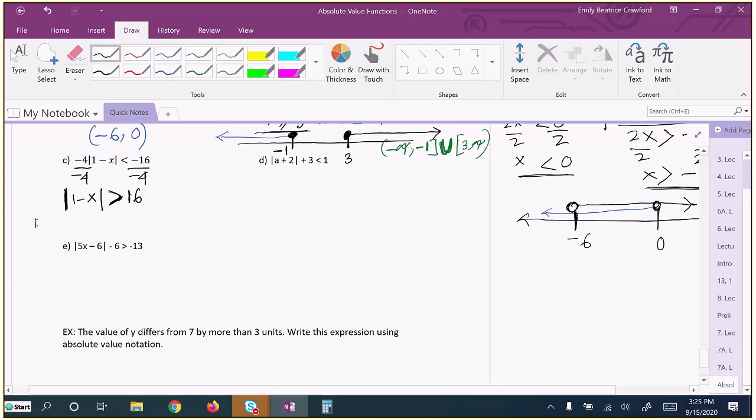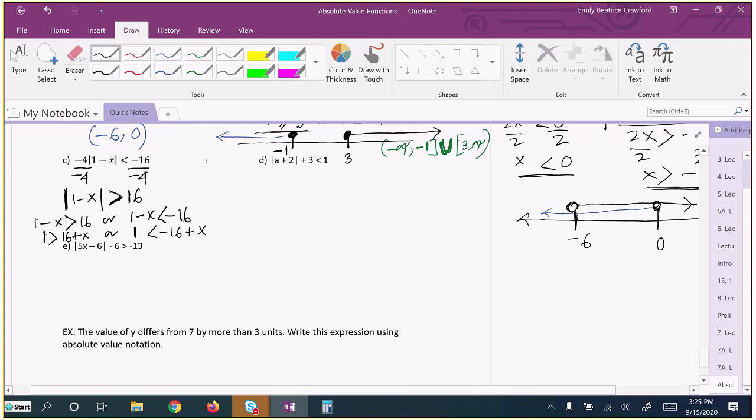So I will say either 1 minus x is greater than 16, or 1 minus x is less than negative 16. Those are the two ways we will write this solution. Now for both of them, I will add x on both sides so that I don't have to deal with the negative x anymore. So if I add x on both sides, the first one will give me 1 greater than 16 plus x. The other one will give me 1 less than negative 16 plus x.